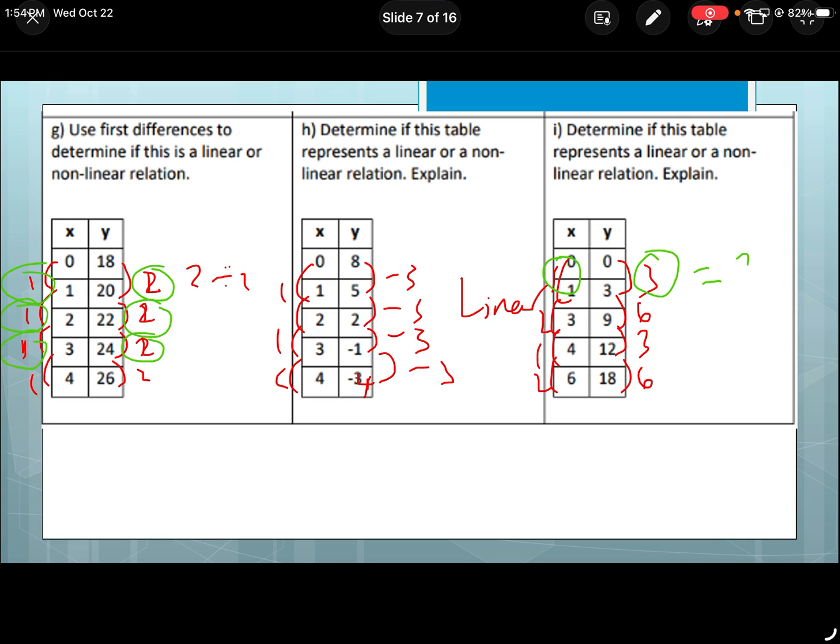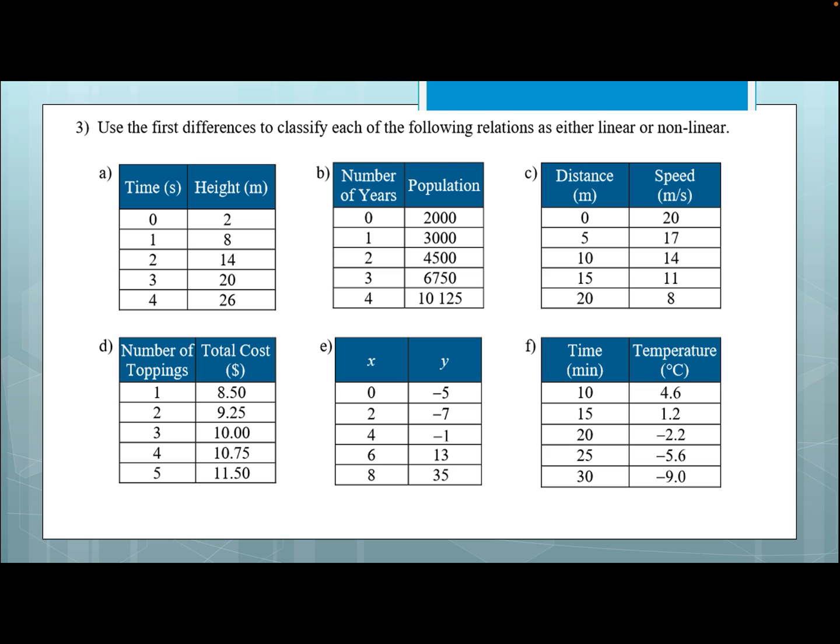3 divided by 1 is 3. 6 divided by 2 is 3. 3 divided by 1 is 3. 6 divided by 2 is 3. So it's still linear, even if it doesn't look it in the table. It's all about the representations of the first differences. Okay, so your go. What are the first differences? Go. Are they linear, are they non-linear?